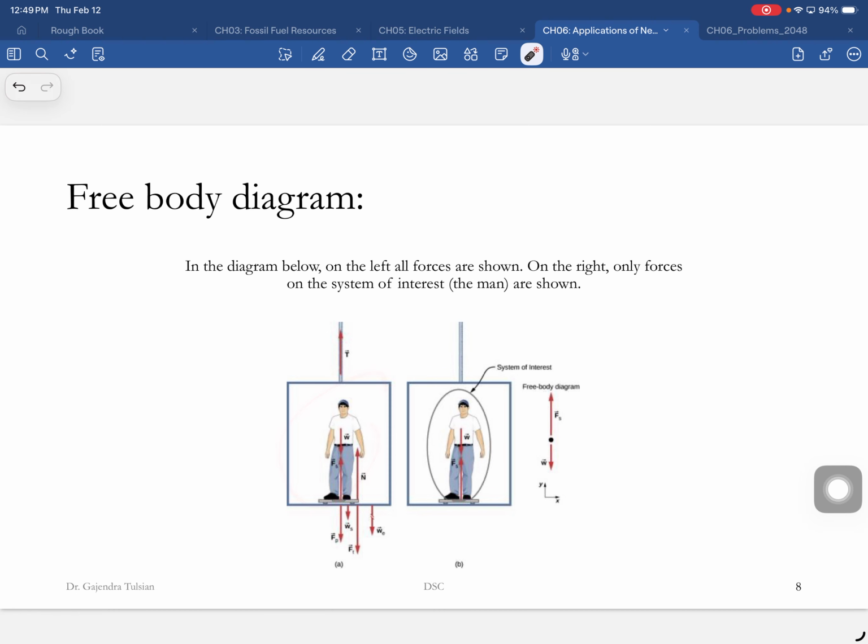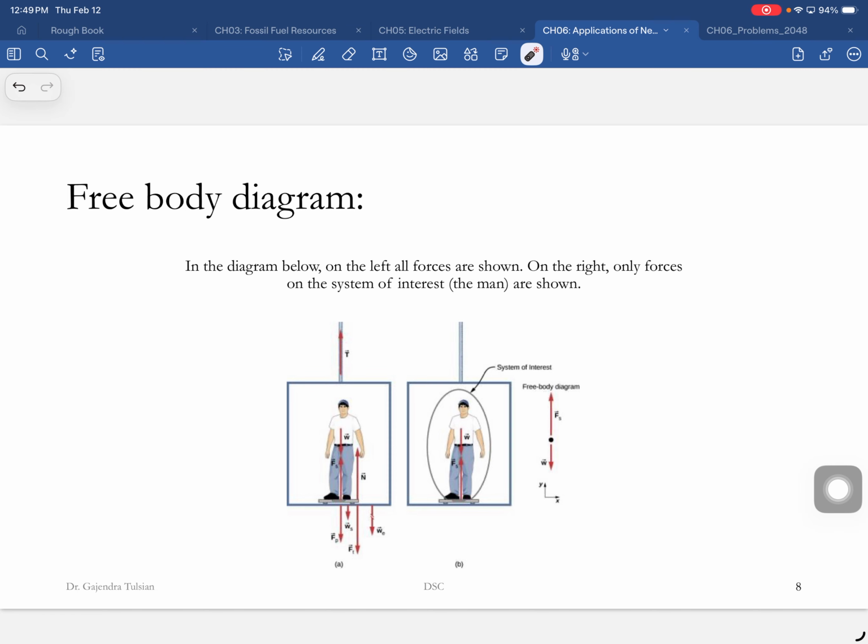Here's a fellow riding an elevator. There are several forces acting on this object. If you wanted to analyze the motion of this elevator, there are two forces acting on the elevator: the tension in the cable and the weight of the entire thing. Here's the total force on it, and then you would analyze that.